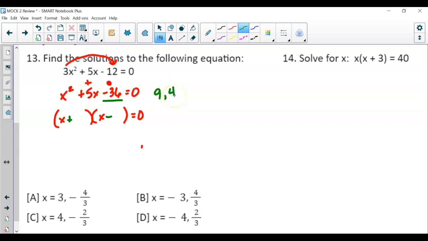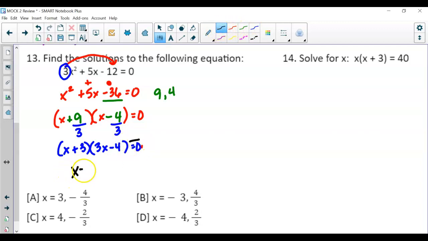9 and 4. 9 minus 4 is 5. Now what needs to be positive to get us +5? 9. So 9 and -4. But again, whatever we multiply by in bottoms up, now divide to simplify. Simplify here, x plus 3, bottoms up, 3x minus 4 is equal to 0. And again, we are solving. So x is equal to -3, and use your fraction, +4/3. That's why the answer here is B.